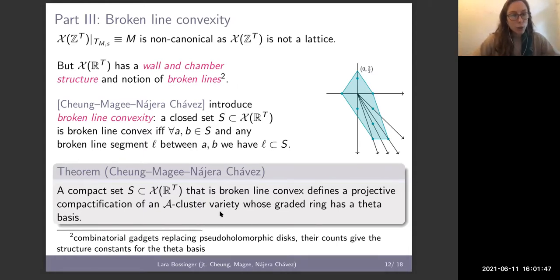If my set is broken line convex, then the theta functions inside this set do define a graded ring if I simply extend by dilation. So in particular, if I take two theta functions corresponding to two different dilations, say A and B, and I multiply them, then the leading theta function in the product will lie inside the A plus B dilation of my set.